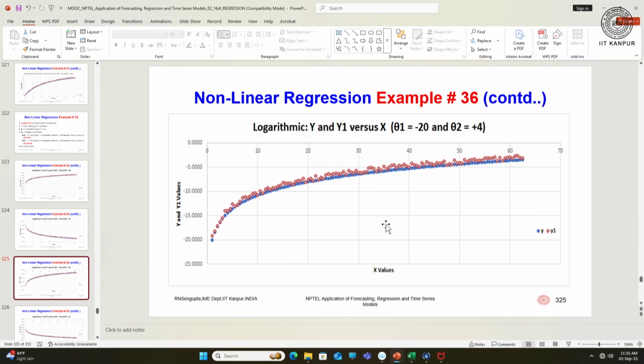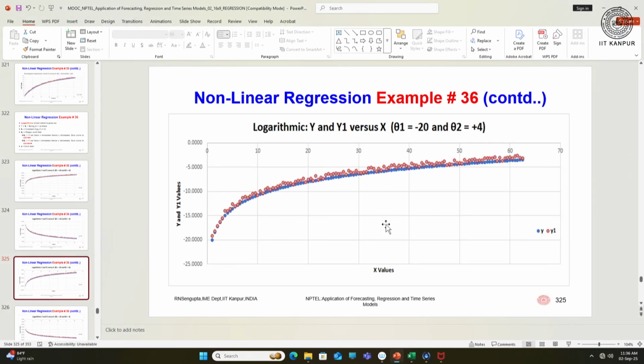So, this is the graph. I am switching between the Excel sheet and the PPT file. This is the graph which you have in the Excel sheet for the values of logarithmic y and y1 versus x, considering theta 1 as minus 20 and theta 2 as plus 4. If we see along the y axis, we are measuring minus 20, minus 15, minus 10, minus 5, 0 and it goes on, and the error terms are also very low, in the tune of about 0.5, 1 and so on and so forth.